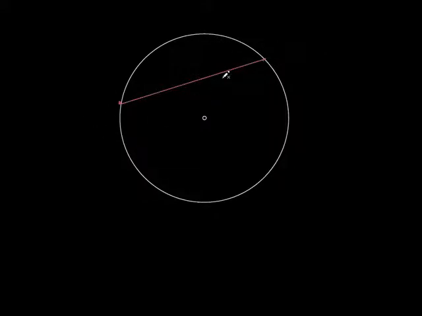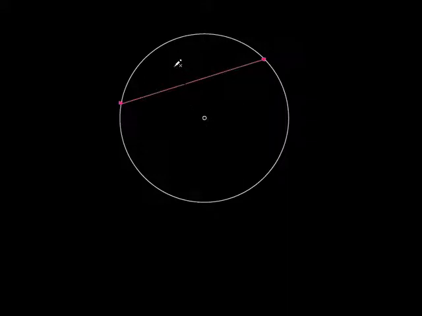A diameter has got to hit 2 points on the circle, but a diameter has to do what? It's got to go through what? It's got to go through the center, not the middle, the center. We say center. We don't say middle of the circle. We say center of the circle. All right. So this does hit 2 points on the circle, but it doesn't go through the center.